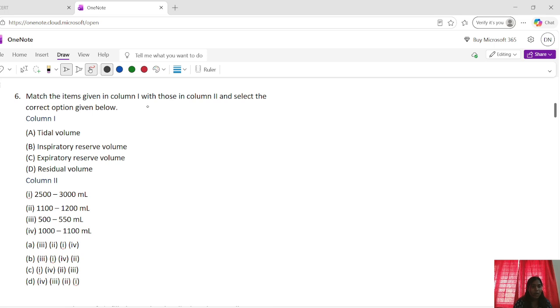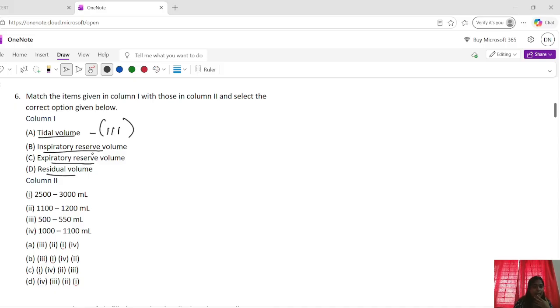Match the items given in column 1 with those in column 2 and select the correct option given below. Okay? In column 1, what are all the things that they have given? Tidal volume, inspiratory reserve volume, expiratory reserve volume, residual volume. If you have studied the values of each volume, it will be very easy. So, what is the value of tidal volume basically? It will be around 500. So, when you see the 500, the first thing that you have to do is match A to the option 3. Okay. Now, option 3 is gone.